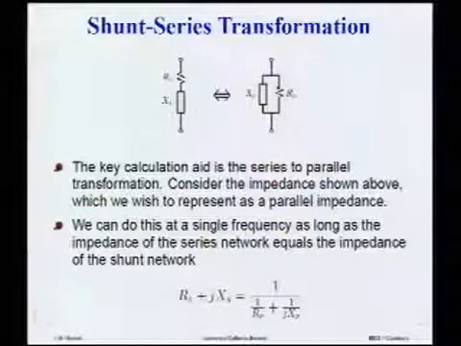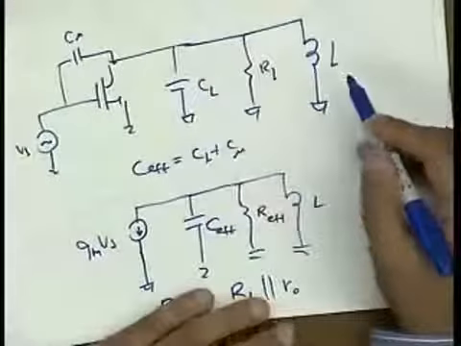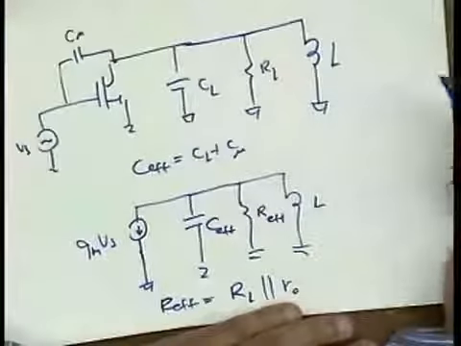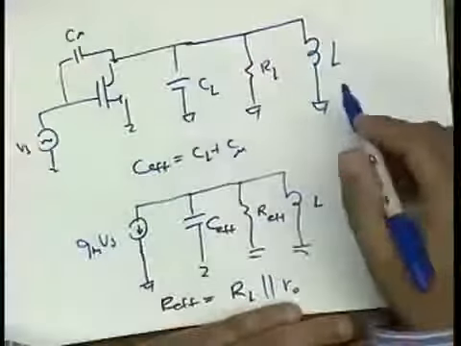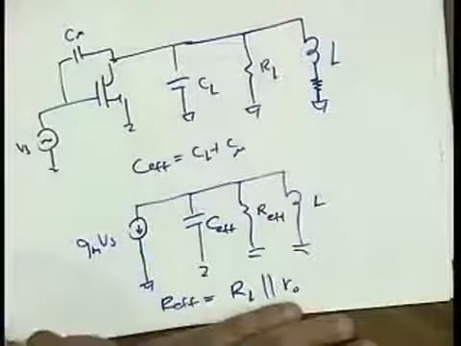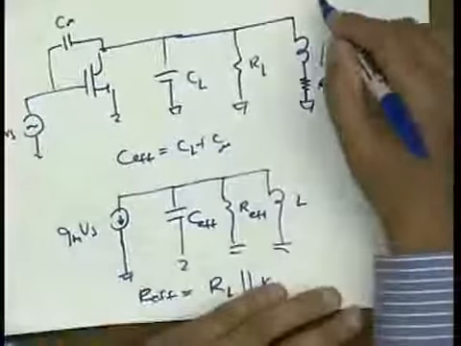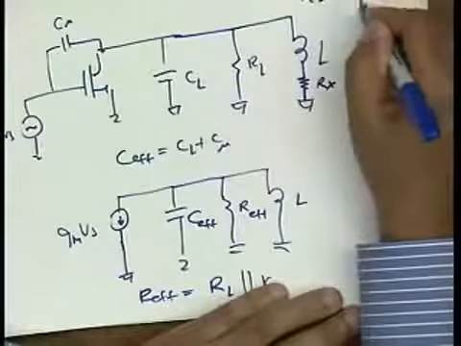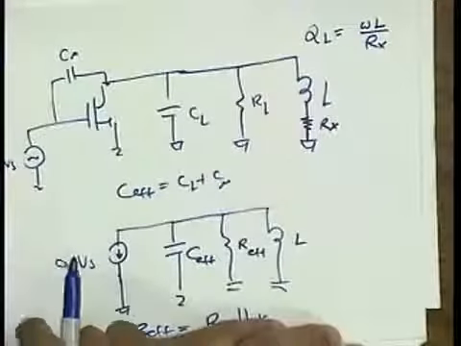Okay. Let's come back to this picture here. In this picture here, I go out and I buy this inductor, and the manufacturer tells me, sorry, it has a finite quality factor of, let's say, 30. That means that there's a resistance in series with this inductor. Let's call it Rx. And QL is omega L over Rx at some frequency that you're interested in.